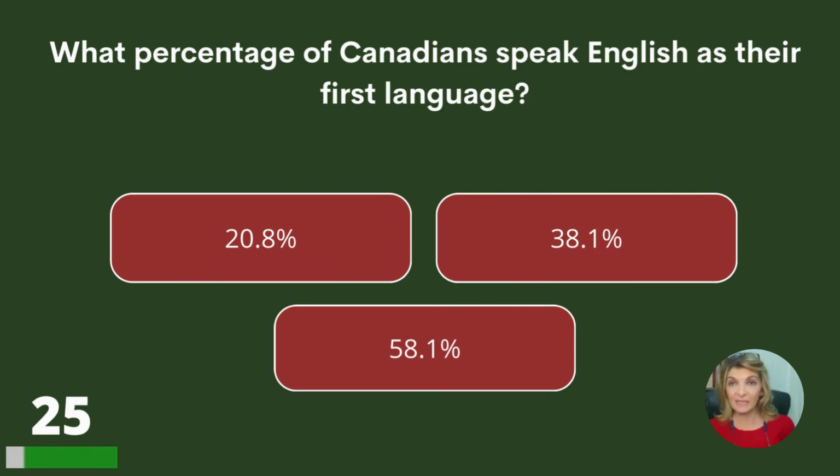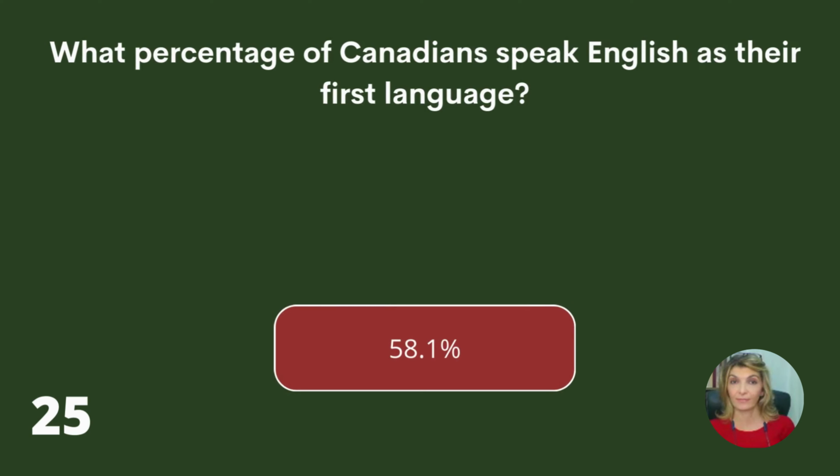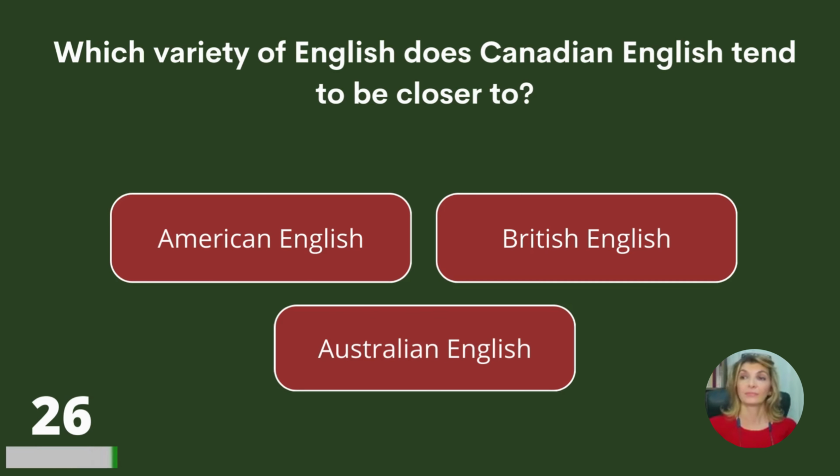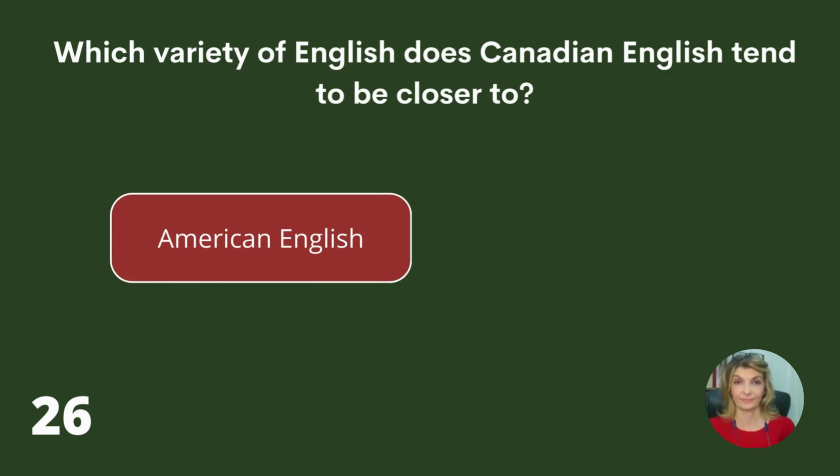What percentage of Canadians speak English as their first language? 20.8%, 38.1%, or 58.1%? 58.1%. Which variety of English does Canadian English tend to be closer to? American English, British English, or Australian English? American English.